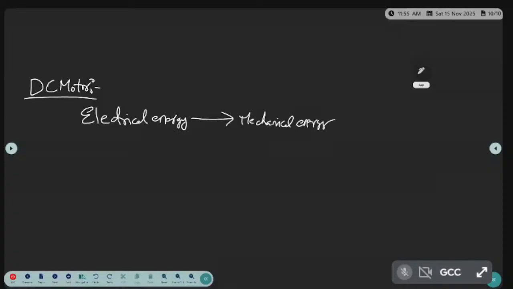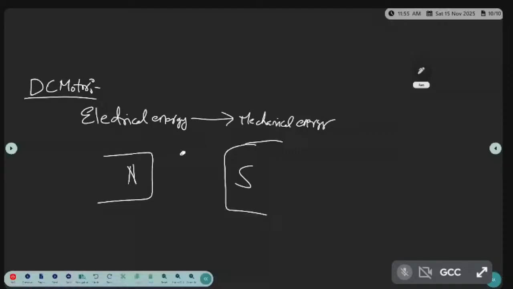So construction is everything, no need to differ. North pole, south pole, here I am walking. Conductor is also there, not only a single conductor, there are a bunch of conductors. But the principle is different. There, in the DC generator, I am rotating, and I am getting the output as electrical energy.